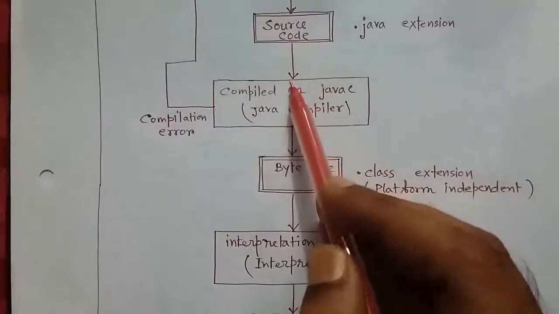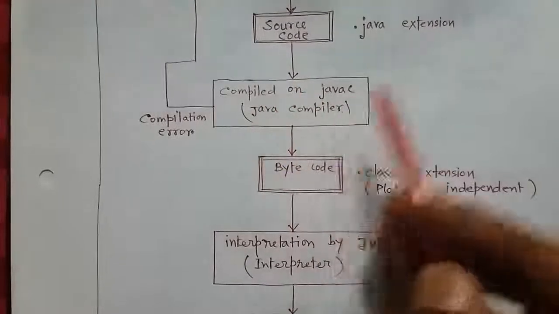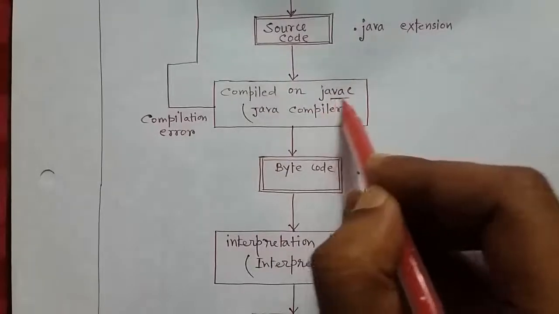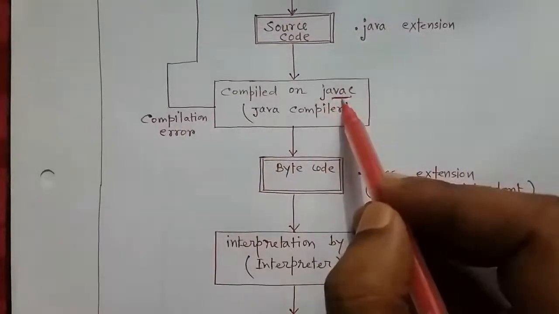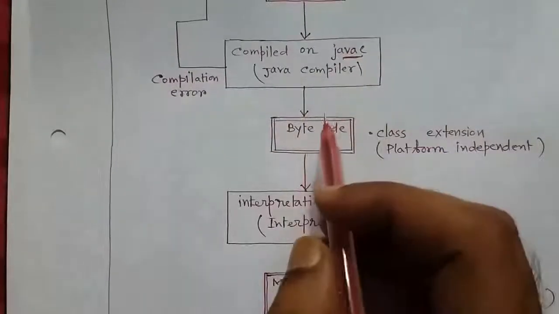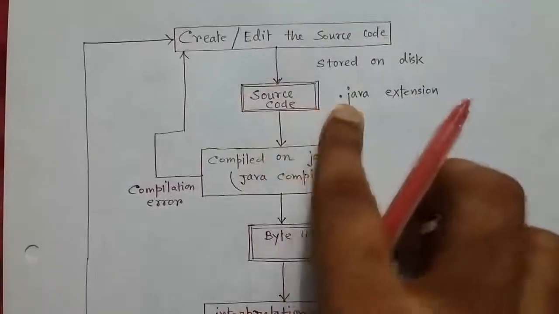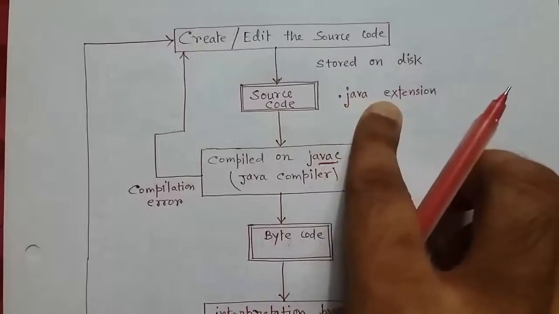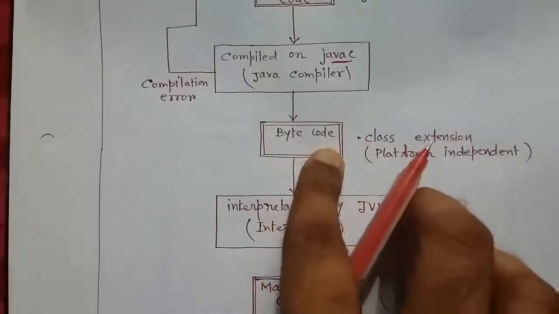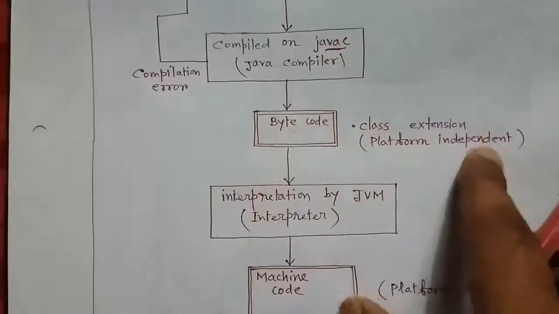Now this source code will be compiled by the Java compiler, which is named as Javac. So Javac is the Java compiler that compiles source code and generates bytecode. Before that I want to tell you that the extension of source code is actually .java. Whenever the source code gets converted into bytecode, the extension is .class, and this bytecode is platform independent.